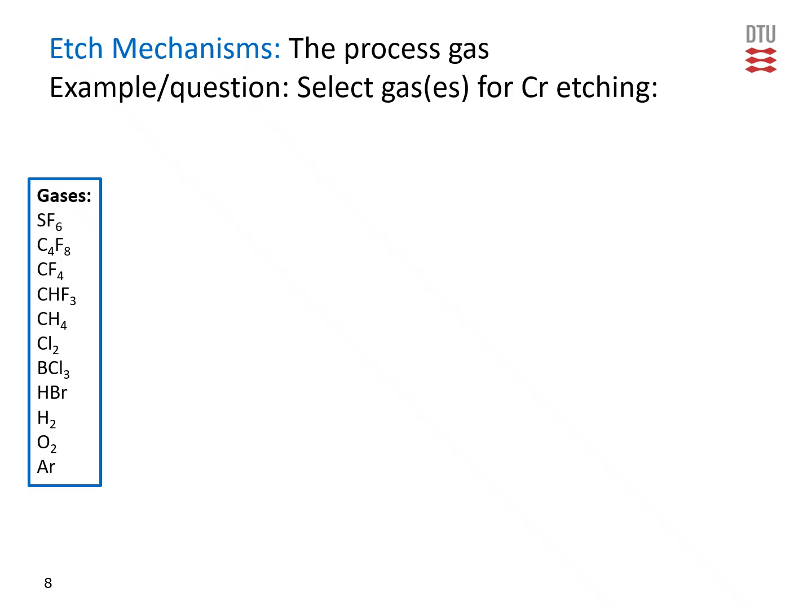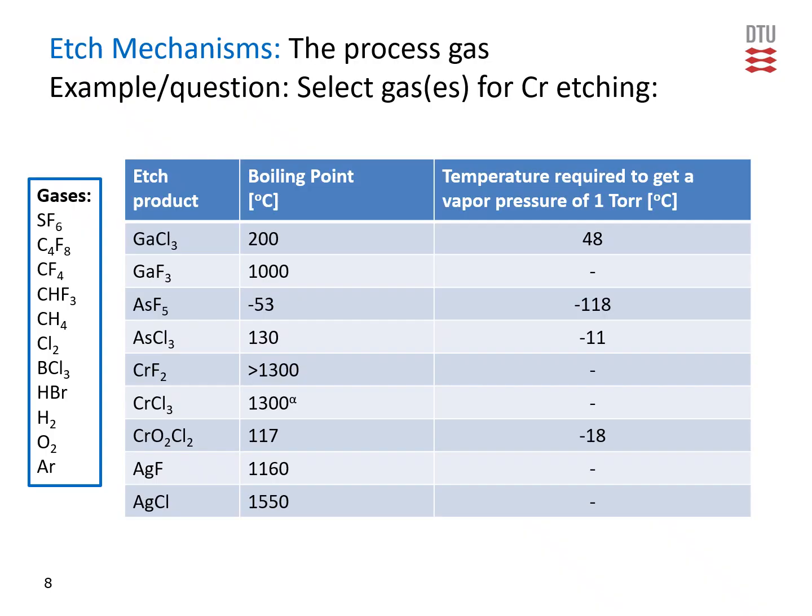Here's an example or question for you to think about. You have to select gases for etching chromium. And if this is the list of gases you have available, then you have to find out what gases to use for chromium etching. I'll show you here the list of some etch products from the list before. And here you have the boiling point at atmosphere and the temperature required to get a vapor pressure of 1 torr.